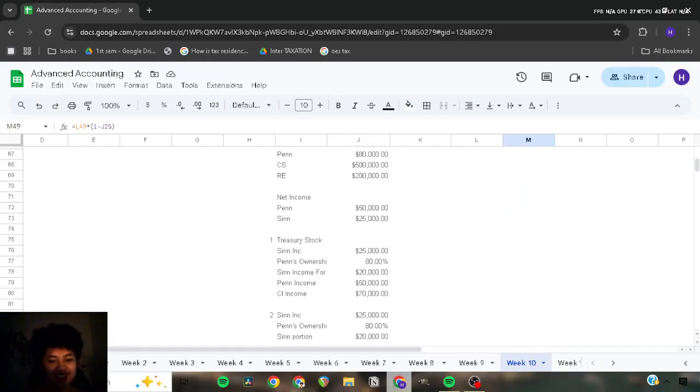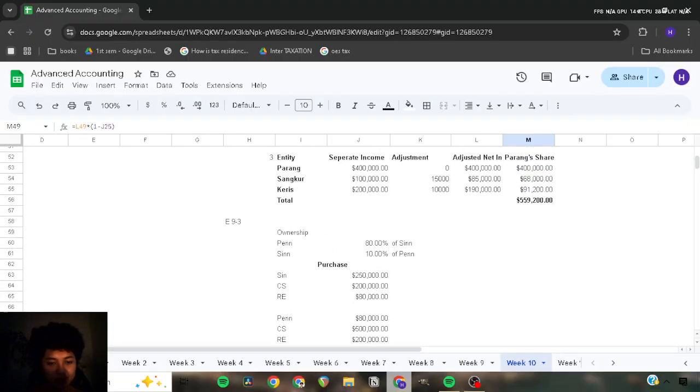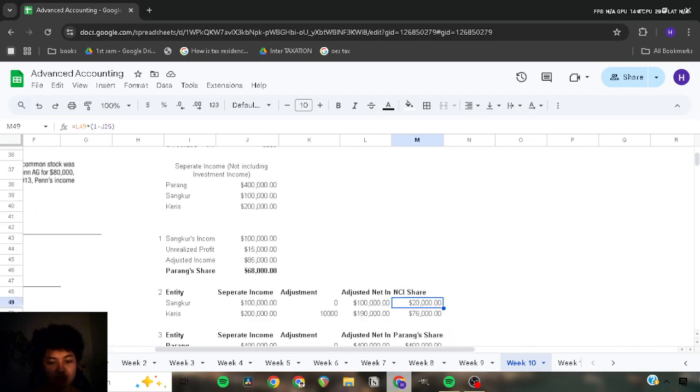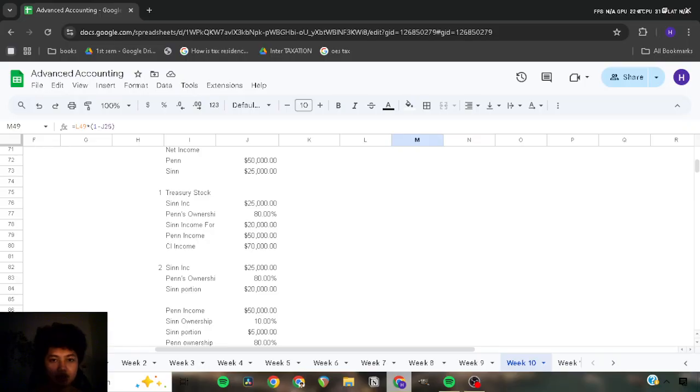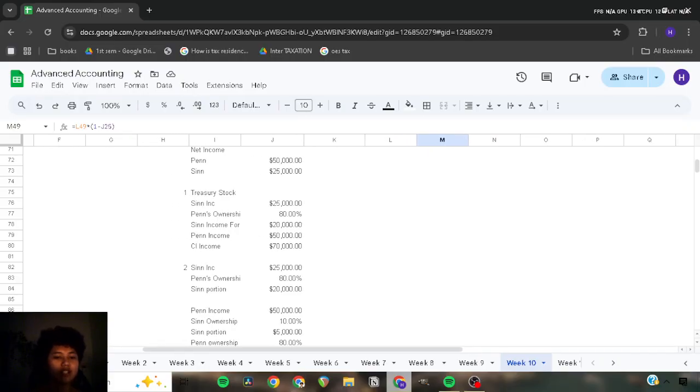So it looks very long, but then the question here asks us to calculate controlling share of income under the treasury and the conventional approach. The main difference is how you allocate those. So you know how in the beginning we talk about some company, there might be interconnected ownership between companies, between parent and subsidiaries. Maybe the subsidiary owns the other subsidiaries that belong to the same parent, and that creates different accounting treatment.